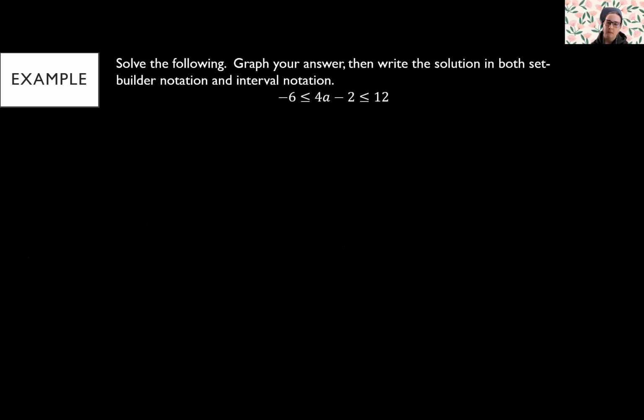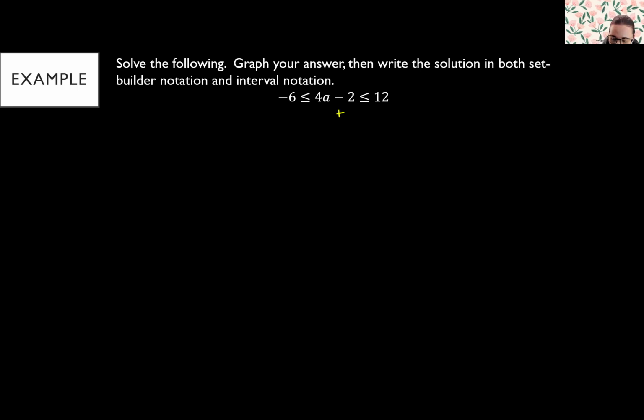Okay. Now we're going to be doing multiple steps. And so we have to do addition and subtraction. We've got lots of things going on here. So same directions. We've got -6 is less than or equal to 4a minus 2, which is less than or equal to 12. So just like when you're solving for x with an equation, you do your addition and subtraction before you do your multiplication and division. So we need to add 2 first before we do anything about the 4.